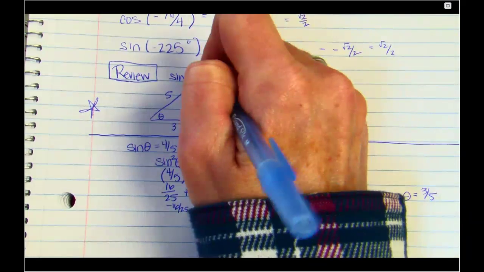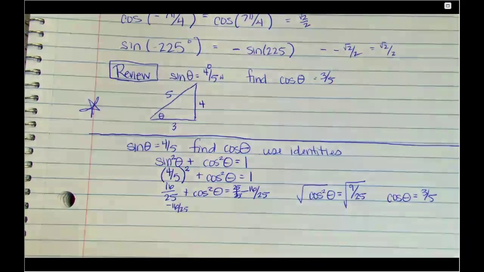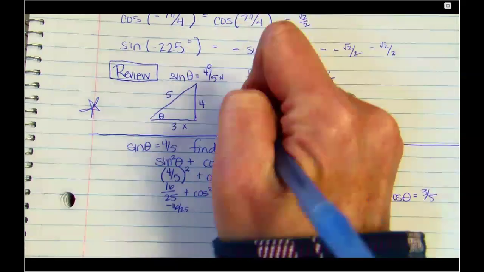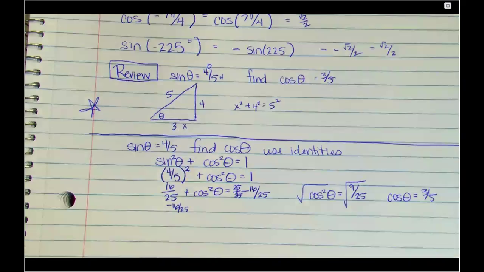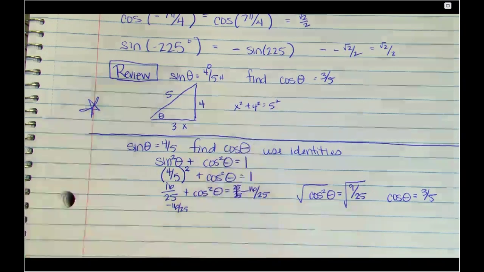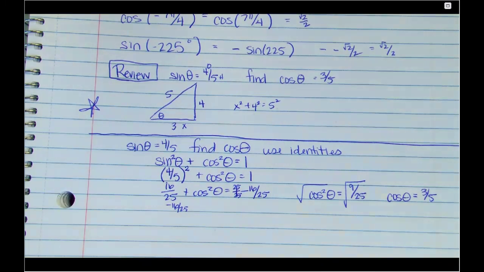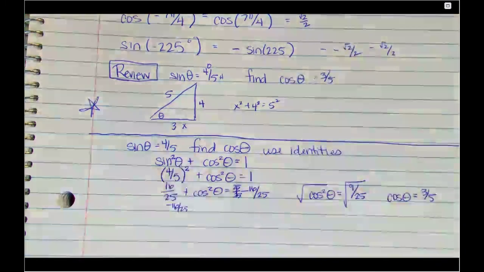Okay? This is opposite over hypotenuse. Yep. So I drew my triangle that way. Opposite, hypotenuse. I didn't know what this was. So x squared plus 4 squared equals 5 squared. Pythagorean theorem. 25 minus 16, square root, 3, and then I know the opposite side. So you can either do it this way or you can do it this way.